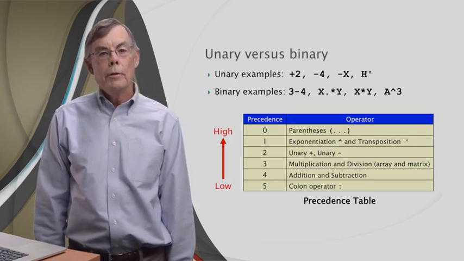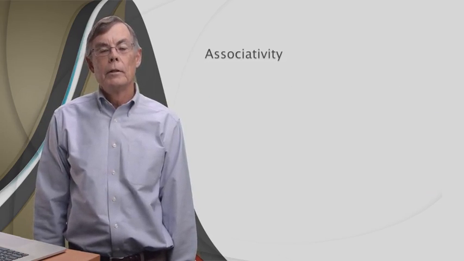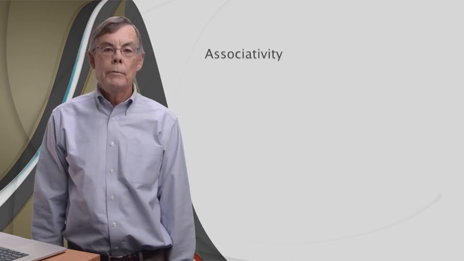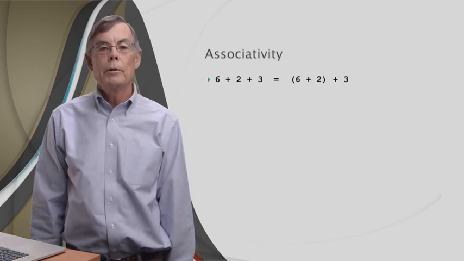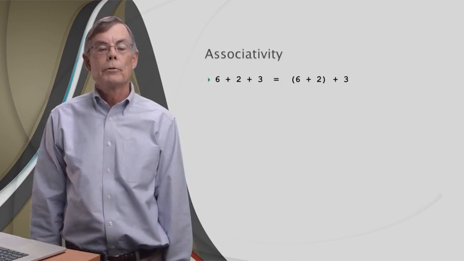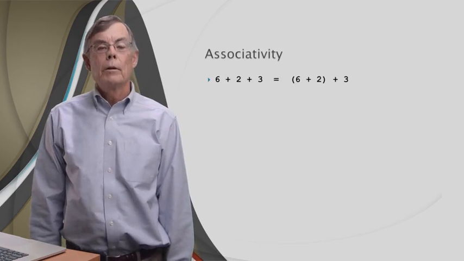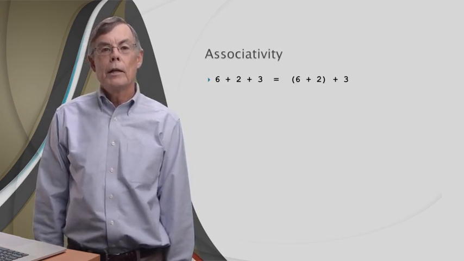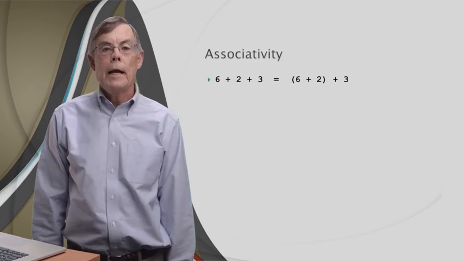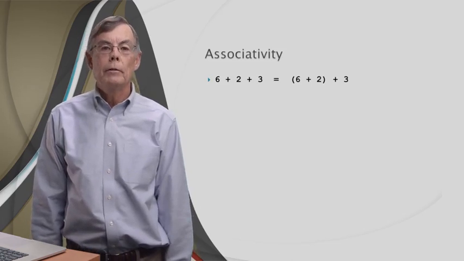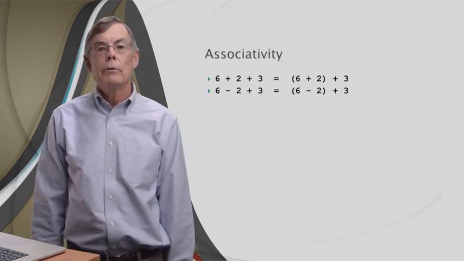But there's one other determinant of order of operations, associativity. Associativity is simpler than precedence, and we'll start with a very simple example. 6 plus 2 plus 3. A computer can carry out only one operation at a time, so it adds the 6 to the 2 to get 8, and then it adds the 3 to 8 to get 11. The order is left to right. Simple, but what about this?